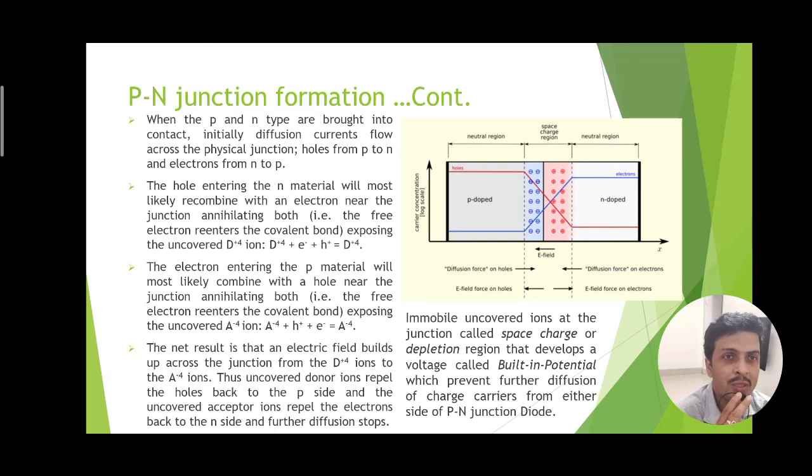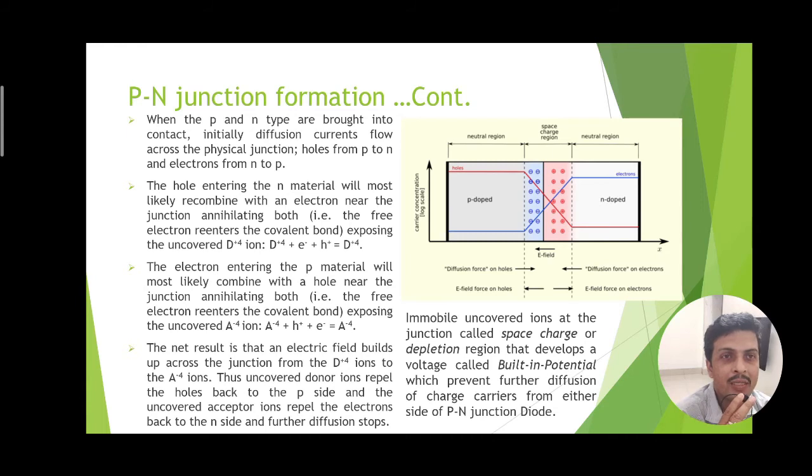So therefore, the diffusion of holes or electrons is flowing from left to right for the holes and right to left for the electrons. The presence of the space charge region, in which the donor ions and the acceptor ions are uncovered, exerts force in the opposite direction to the diffusion of the charge carrier.